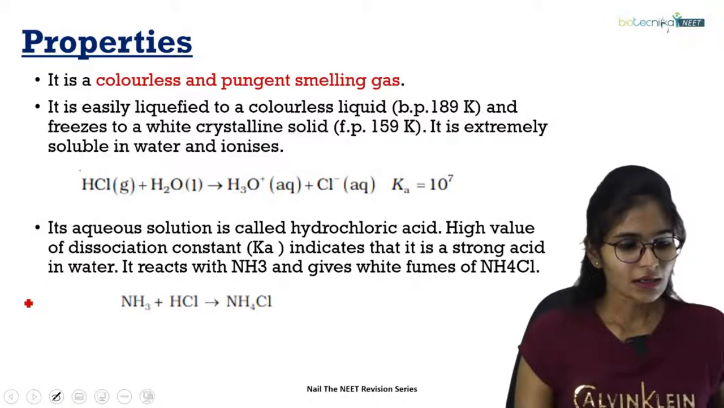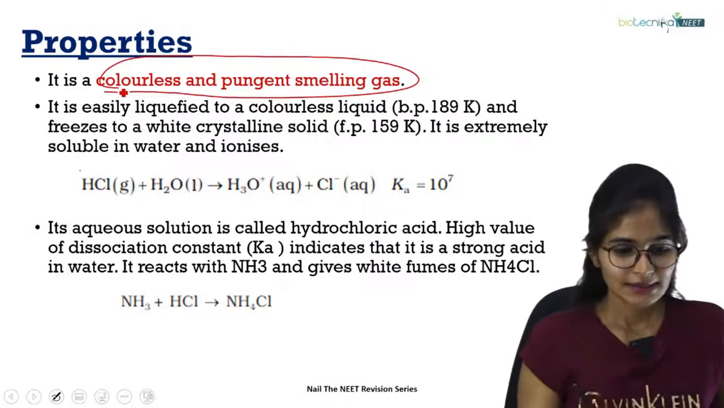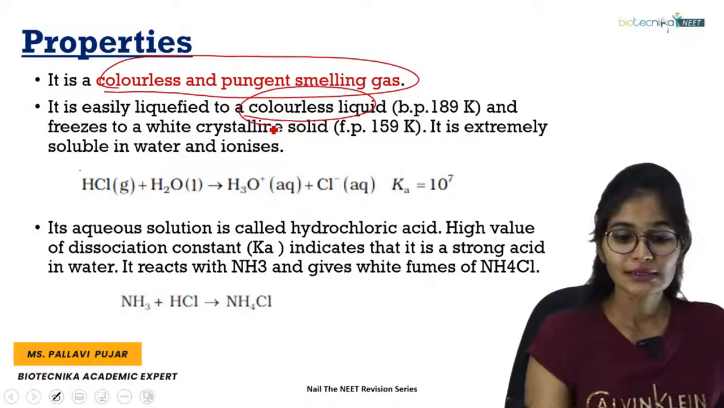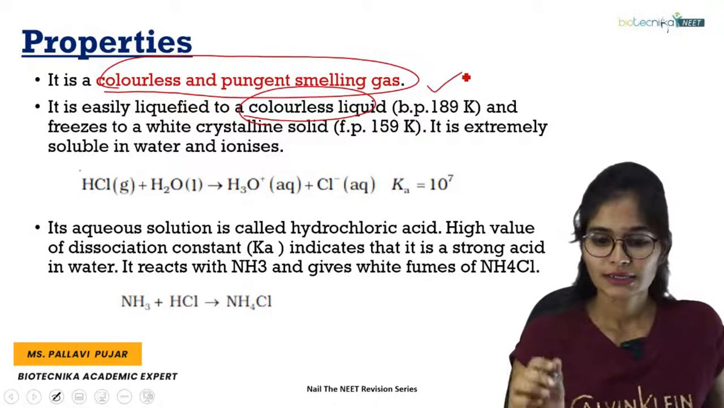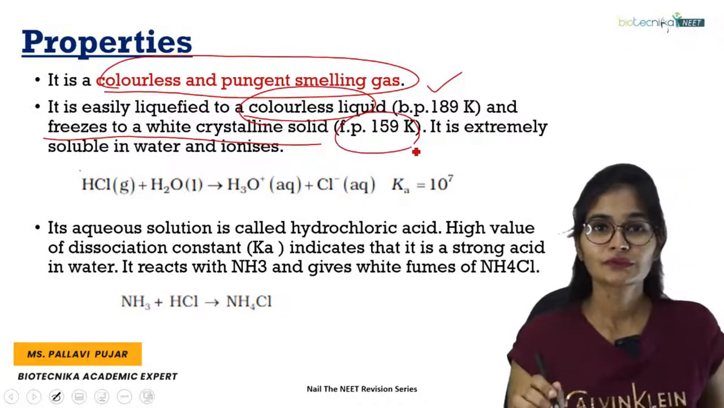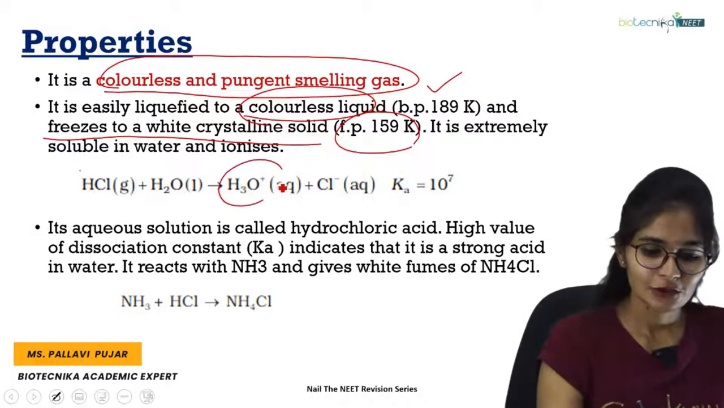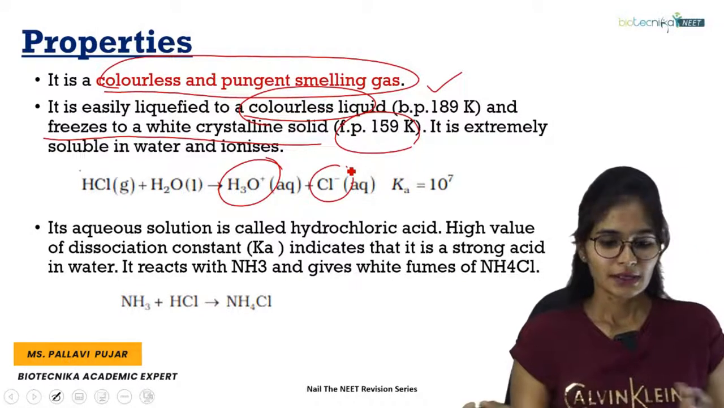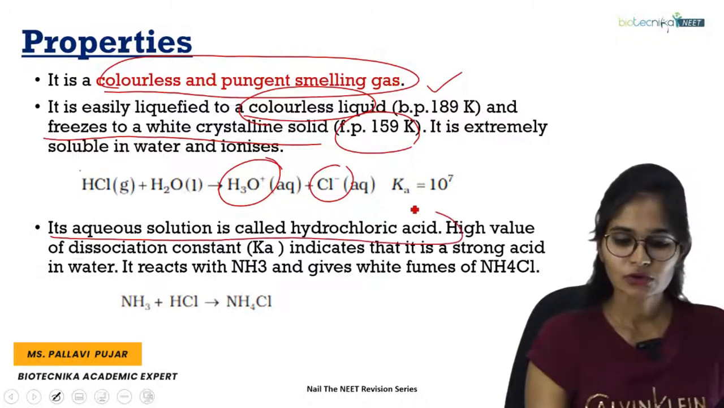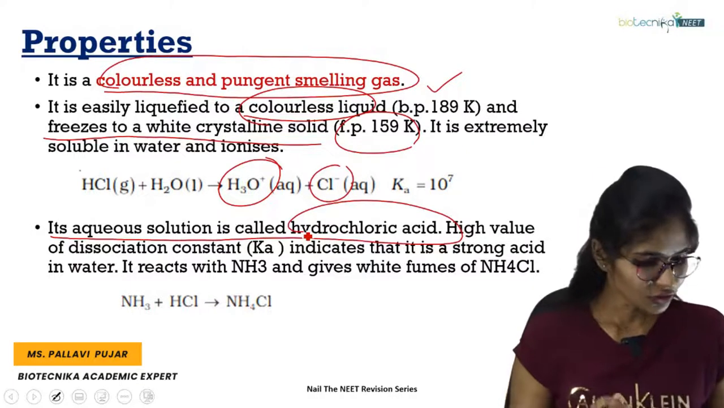The properties are: it is a colorless and pungent smelling gas, and it can easily liquefy to a colorless liquid where the boiling point is 189 Kelvin, and it freezes to a white crystalline solid where the freezing point is 159 Kelvin. It is extremely soluble in water, giving H3O+ and Cl- as products. Overall, its aqueous solution is called hydrochloric acid. Whenever HCl is in aqueous solution, we call it hydrochloric acid.